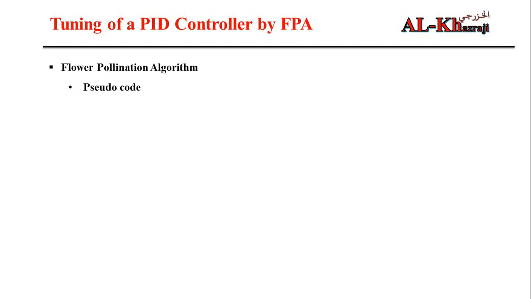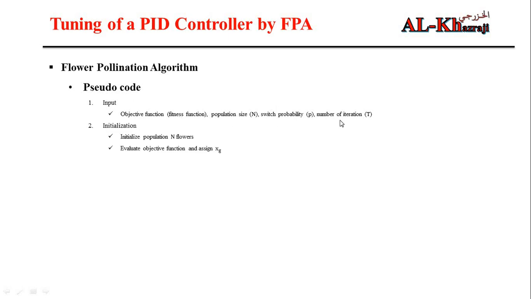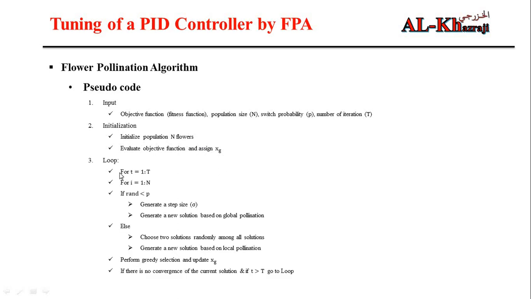So the pseudocode: first you put the objective function. You need to know the objective function, the population size, the switching probability, and the number of iterations. We go to the initialization, so you initialize the population, and then you evaluate to find the xj. Then you go to the loop: the first loop for the iteration, the second loop for the population, and you switch between the global search and the local search, and then you update and ask if the iteration is finished or not, and then you print the optimal value.